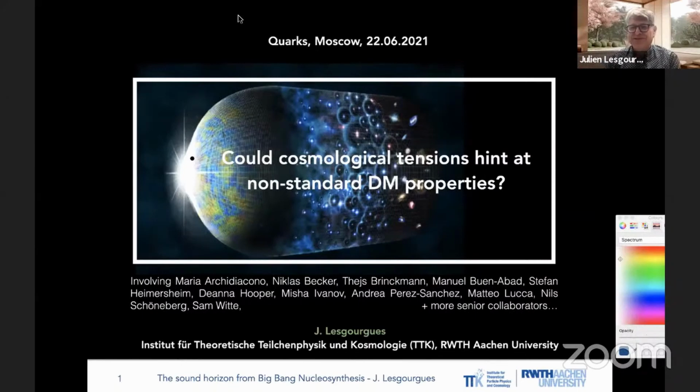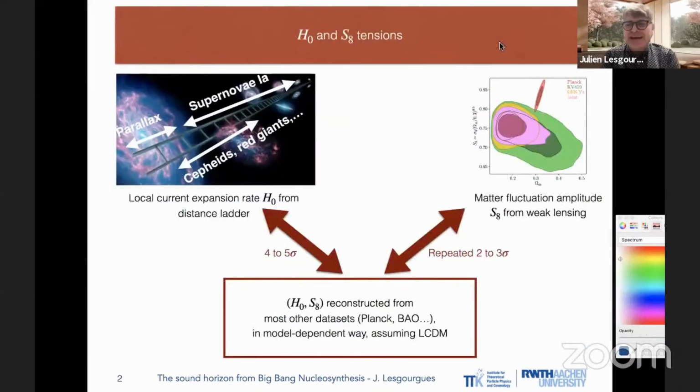Good morning, and thank you for the introduction. So the tensions I will be talking about today are the famous Hubble and S8 tension. You have all heard about them. The Hubble tension is related to the measurement of the Hubble rate today by the method of distance ladders, in particular supernovae that are calibrated to Cepheids, that are calibrated through the parallax method. While S8, as you know, is a parameter that quantifies the amplitude of the matter power spectrum at some scale and some redshift. And it's measured in particular by weak lensing surveys.